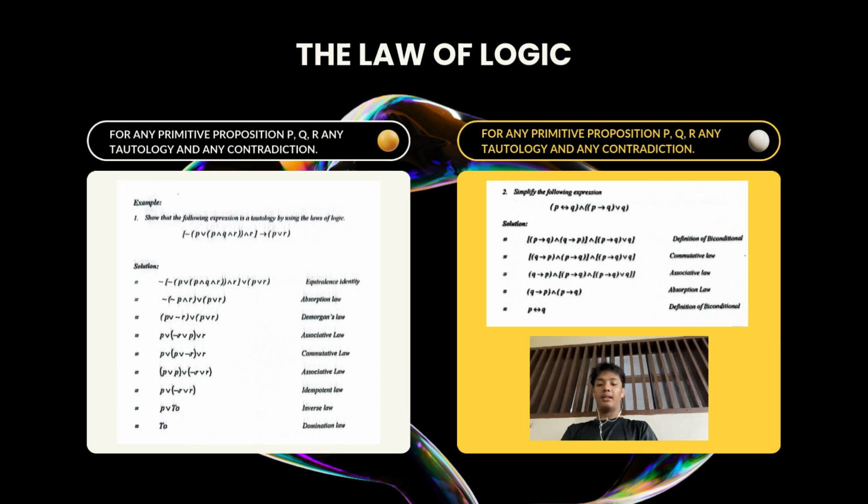The law of identity says a thing is what it is. For example, a chair is a chair and a book is a book. Second one is the law of non-contradiction. Something cannot be true and not true at the same time. For example, a door cannot be opened and closed at once.